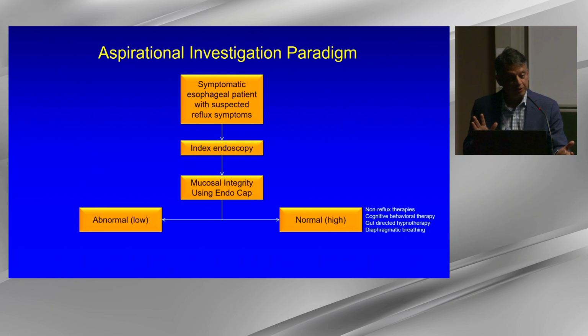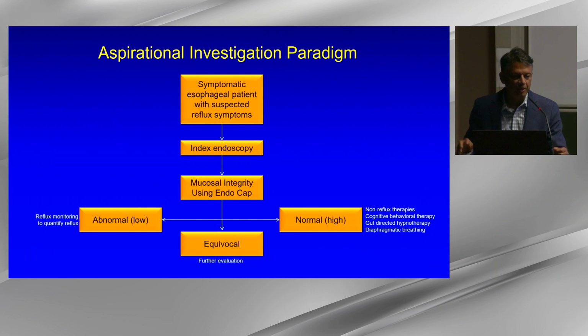If it was normal, if you were sure that a normal value equals a non-reflux mechanism of symptoms, you can move on and treat the patient symptomatically. If the values were abnormally low with a reflux-like pattern, then you would need to quantify reflux if you thought that further phenotyping would be needed. And if the values were equivocal, clearly you'd need to evaluate the patient further.